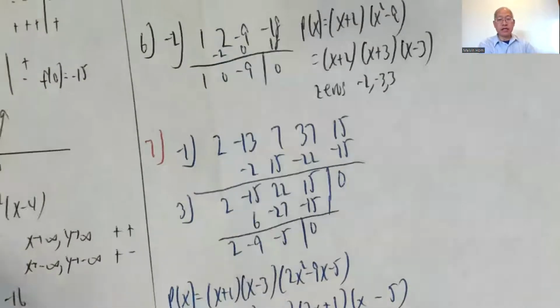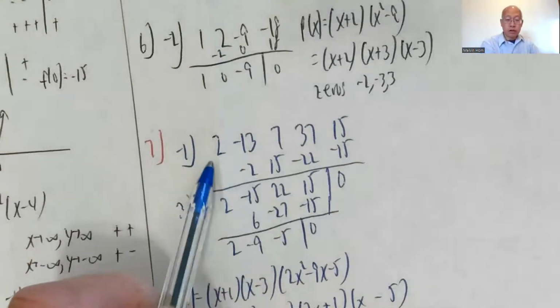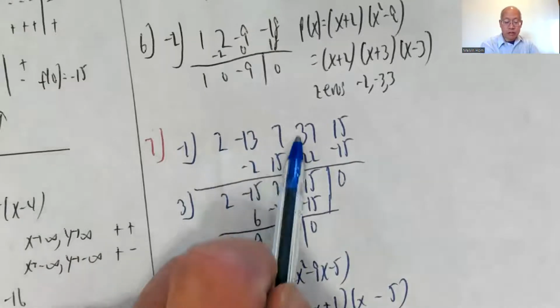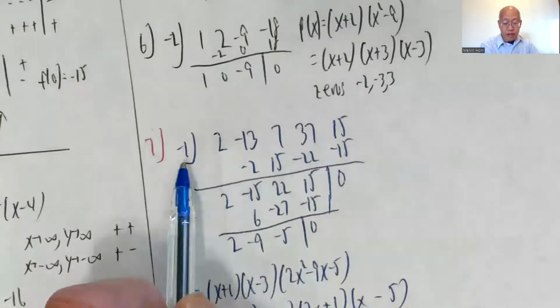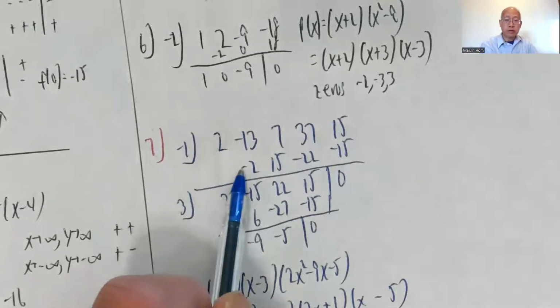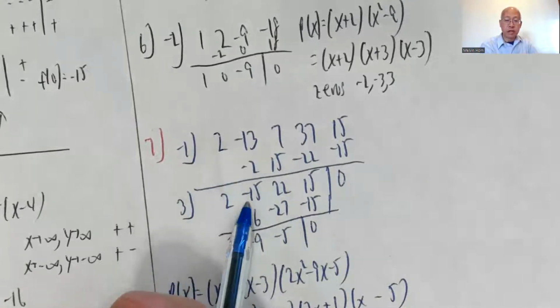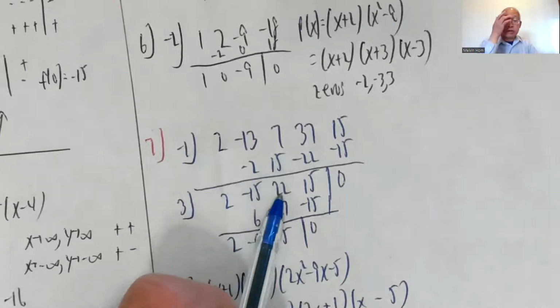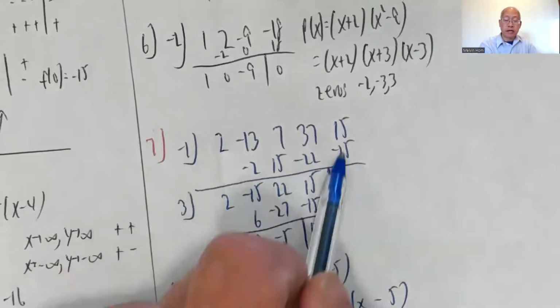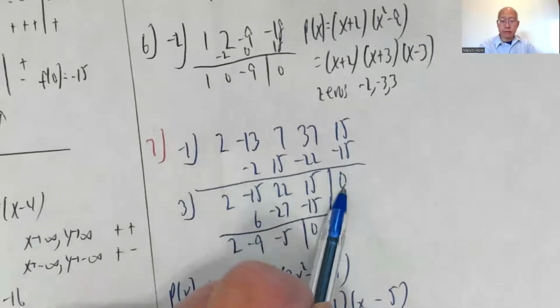7 is similar to 6. They just give you one more step. So 2x to the 4th minus 13x cubed plus 7x squared plus 37x plus 15. Okay, they tell me negative 1 is a 0. So 2, multiply negative 2, add negative 15. Multiply 15, add 22. Multiply negative 22, add 15. Multiply negative 1, negative 15, 0 remainder.